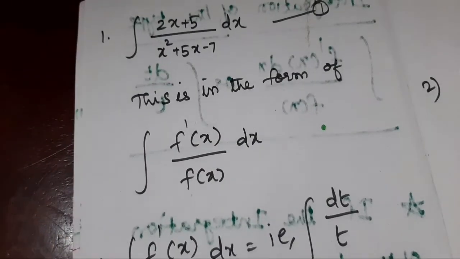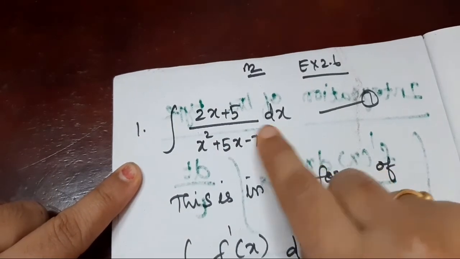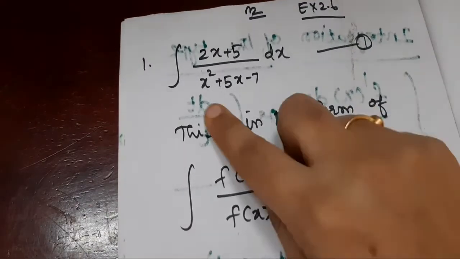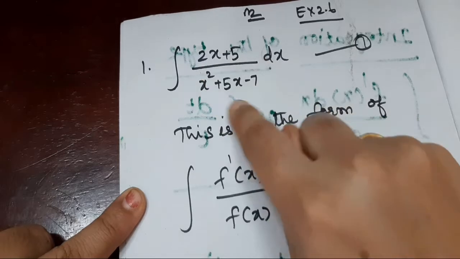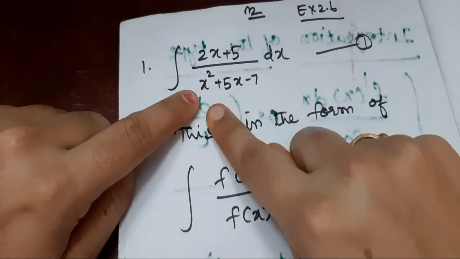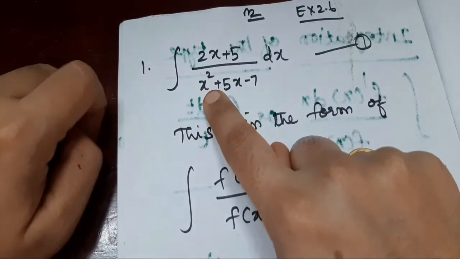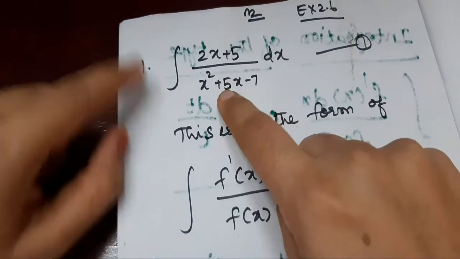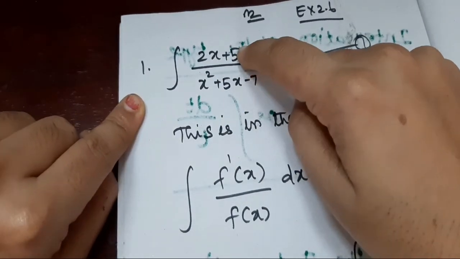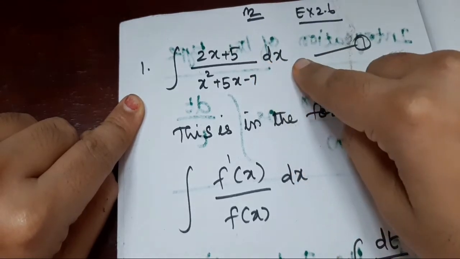So the first problem is integral of 2x plus 5 divided by x square plus 5x minus 7 dx. I am going to take the denominator as t, or f of x. Just listen: what is the derivative of this function? It is 2x plus 5. So the derivative of the denominator function is there in the numerator, that is 2x plus 5. So this integration is in our required format.